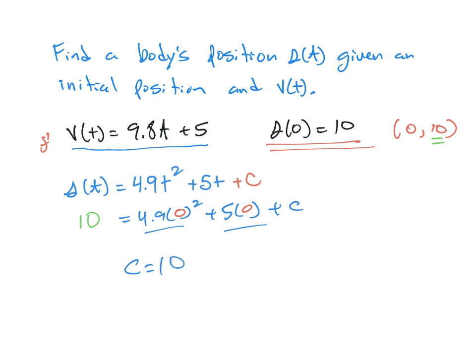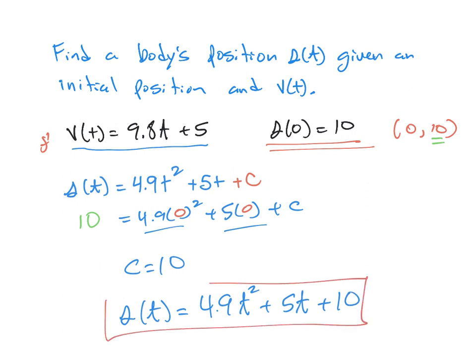So the position function that has the velocity of 9.8t plus 5 and an initial position of 10 is s of t equals 4.9t squared plus 5t plus 10. That is our position function that meets this criteria.